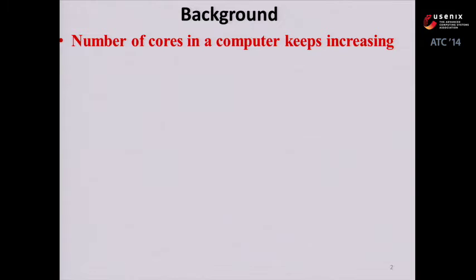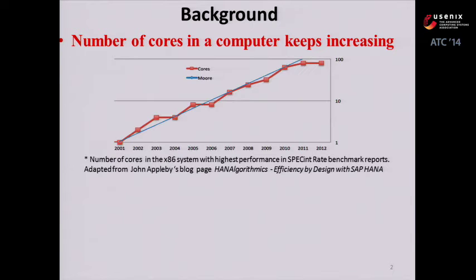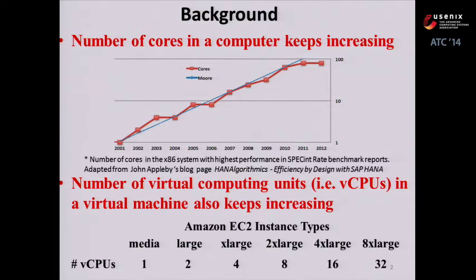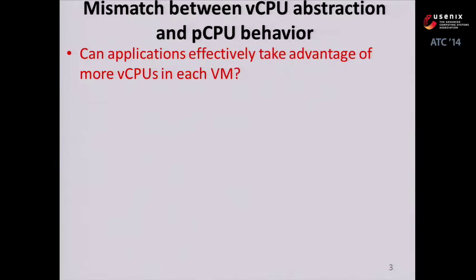As we know, we have entered a multi-core era. The number of cores in a computer keeps increasing. At the same time, the same trend also happens in virtual machines. The number of virtual computing units, or virtual CPUs (vCPUs), keeps increasing in virtual machines. Now in Amazon EC2, Amazon offers instances with 32 virtual CPUs.